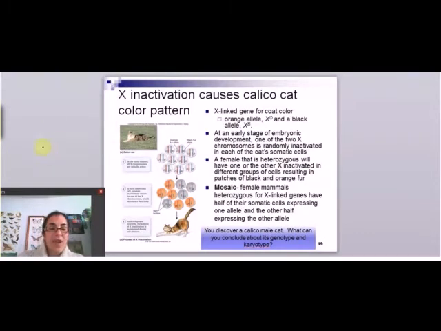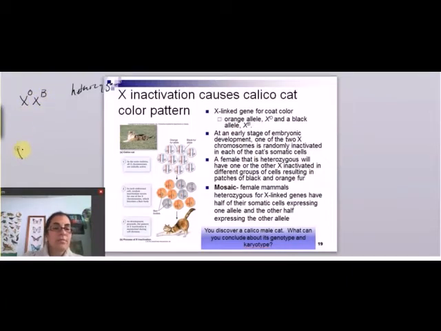X inactivation is random, and this is really fascinating. So we don't always turn off one X chromosome or the other X chromosome. Some of our cells will use one of the X's, and some of our cells will use the other X. Because the X you inherited from your mother and the X you inherited from your father are virtually identical, you usually can't tell. But in cats, orange and black coat color is on the X chromosome. There's obviously more than orange and black coat colors in cats, but just the orange and the black are on the X chromosome. So if a female cat is heterozygous, she has an X carrying the orange allele and an X carrying the black allele.